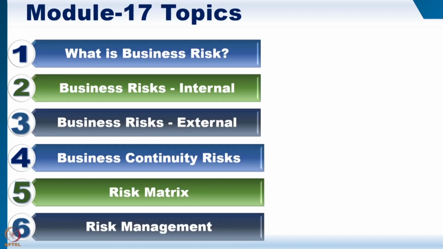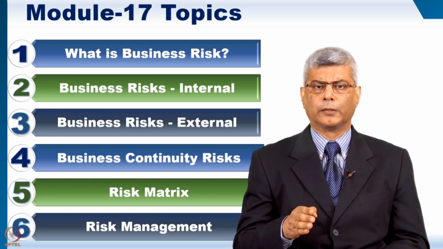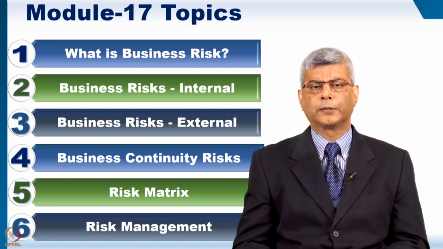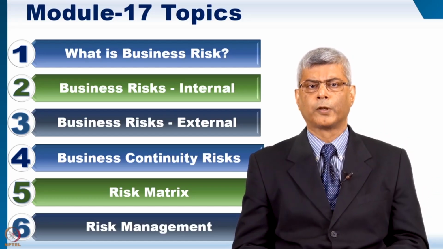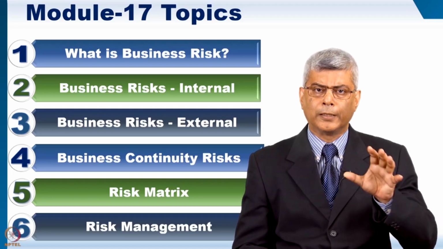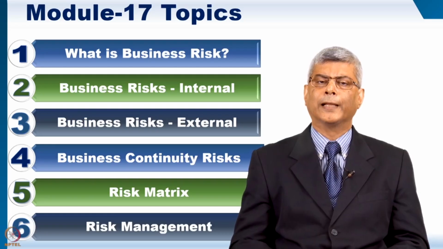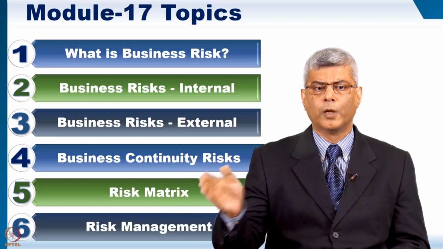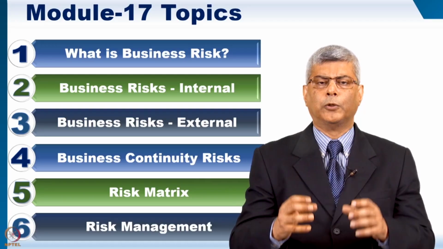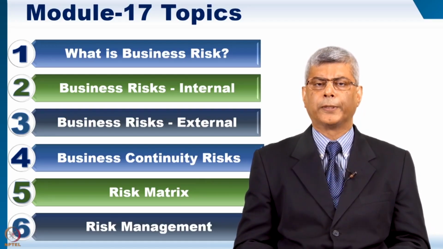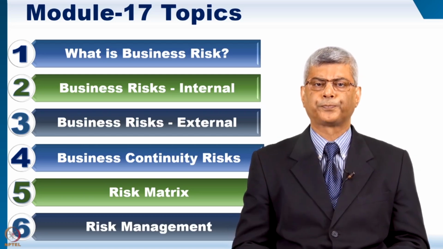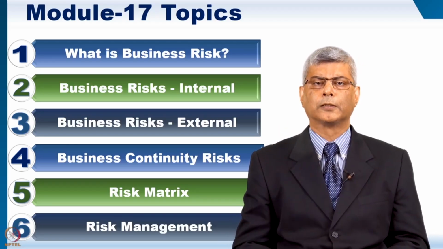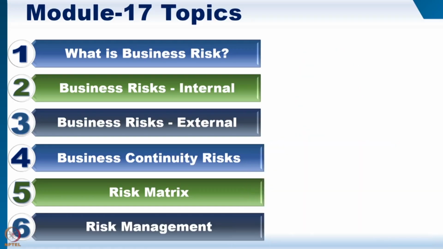So in this module, we'll start with understanding what is a business risk. We'll then talk about different types of business risks, some of which are internal, risk arising because of factors internal to the company or the business. And then we'll talk about risk arising because of factors outside the company. We'll then talk about some really critical risks, which are called business continuity risk, which can actually shut down a company. And then we'll talk about how do you identify and classify risk, and then how do you manage risk, and then we'll look at an example.